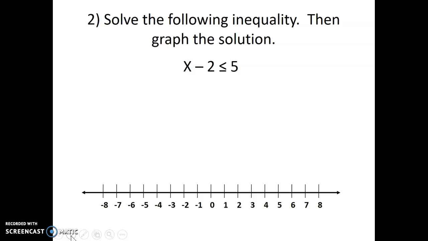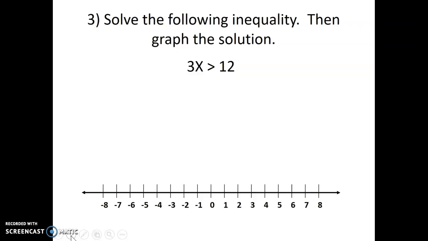Here's another one. x minus 2 is less than or equal to 5. I solve it like an equation. I'm going to add 2 to both sides. I'm going to get x is less than or equal to 7. Can x be 7? Yes, it can. So I'm going to make a closed dot at 7 and shade all the values that are less than 7, so going to the left.